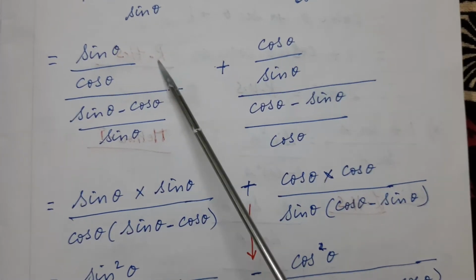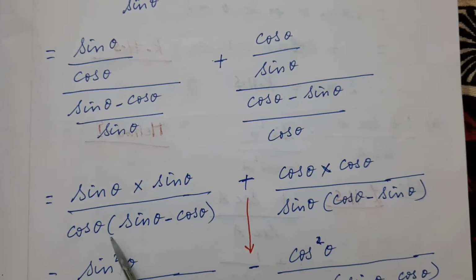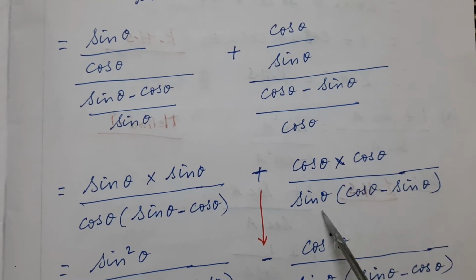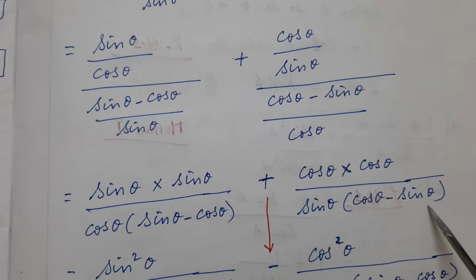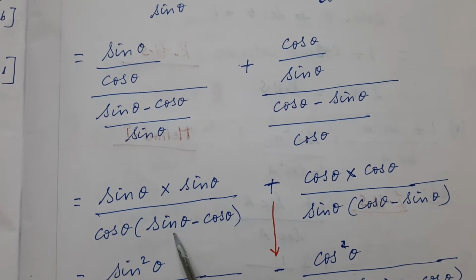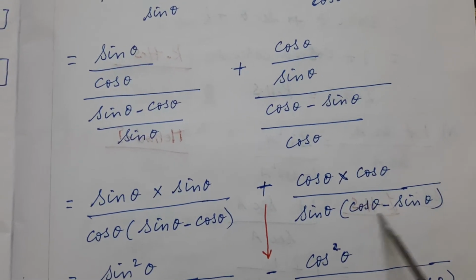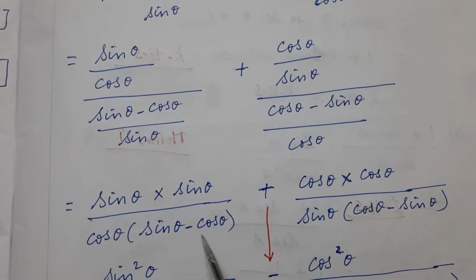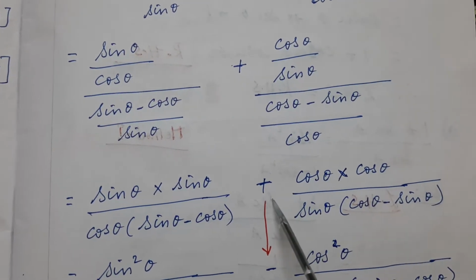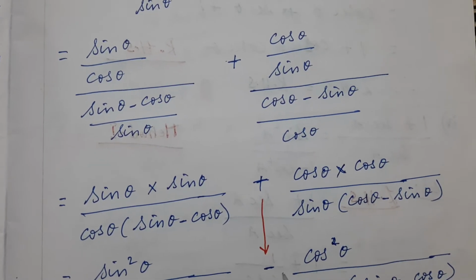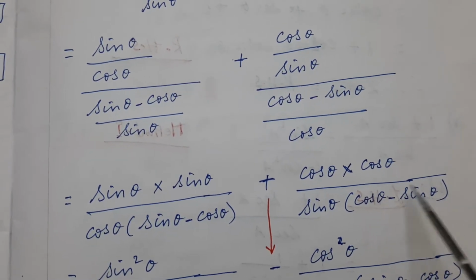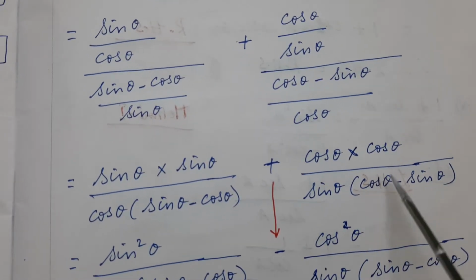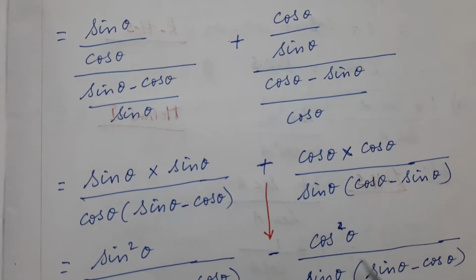So I am writing this as sin theta into sin theta by cos theta into sin theta minus cos theta, plus cos theta into cos theta by sin theta into cos theta minus sin theta. Just notice here, this is sin theta minus cos theta, here it is cos theta minus sin theta. In order to bring this in the form of sin theta minus cos theta, I am changing this plus sign as minus. If I change the sign as minus, I can change this order to sin theta minus cos theta. If you open the bracket also, the value will not change. It becomes minus sin theta and plus cos theta.